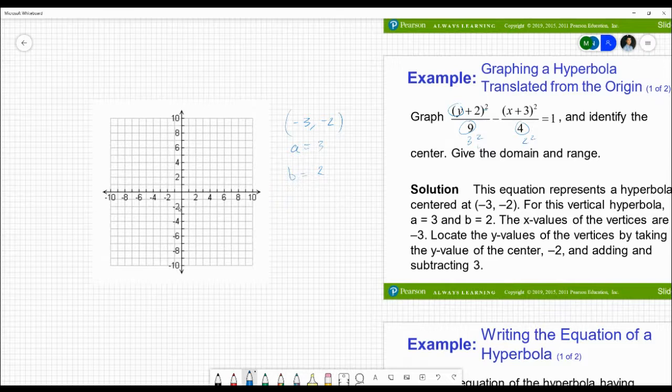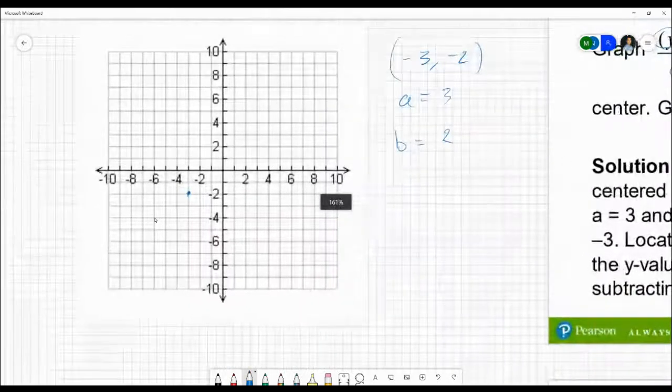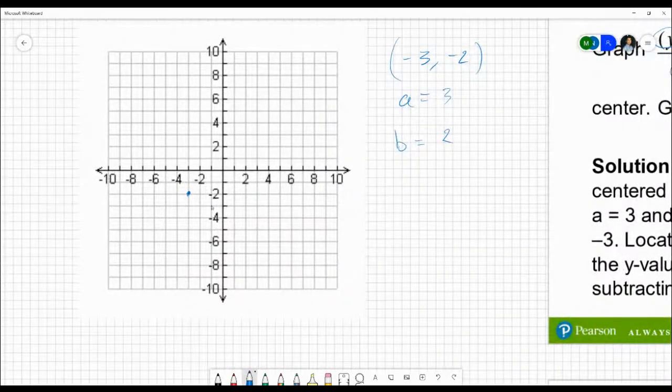Okay, so -3, -2. I'm gonna go to -3, -2, make a dot. Okay, so I know that my y square, that means I'm gonna go up 3, 1, 2, 3, down 3, 1, 2, 3. And then from the center, I'm gonna go left 2, right 2. That's gonna give me my rectangle. And from here, I can draw my vertices. It's much easier to draw when you have graph paper.